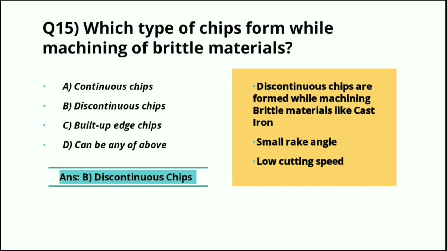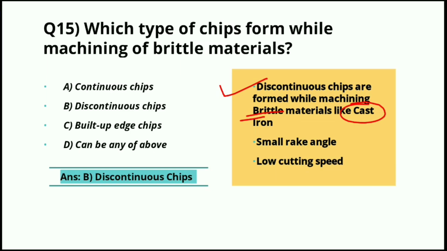We know that discontinuous chips are formed while machining brittle materials like cast iron. For discontinuous chips, rake angle should be low and cutting speed should be low. Brittle materials always produce discontinuous chips, so part B is the right answer.